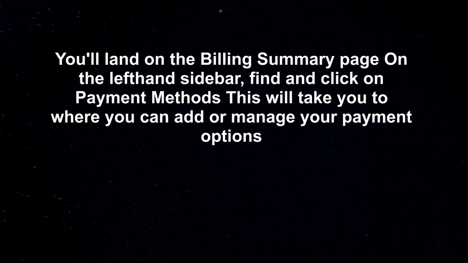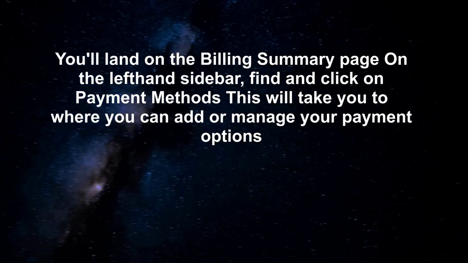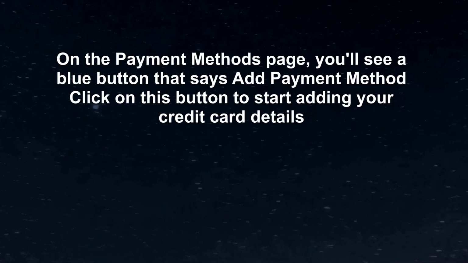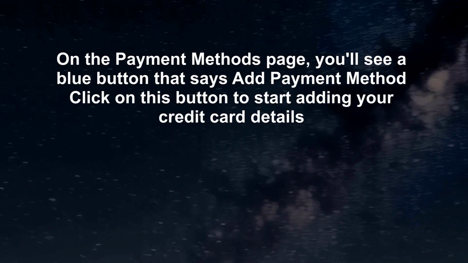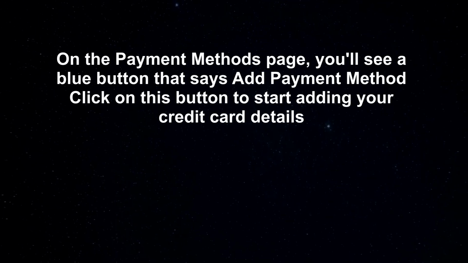You'll land on the billing summary page. On the left-hand sidebar, find and click on Payment Methods. This will take you to where you can add or manage your payment options. On the Payment Methods page, you'll see a blue button that says Add Payment Method. Click on this button to start adding your credit card details.